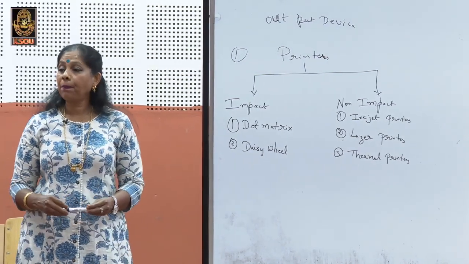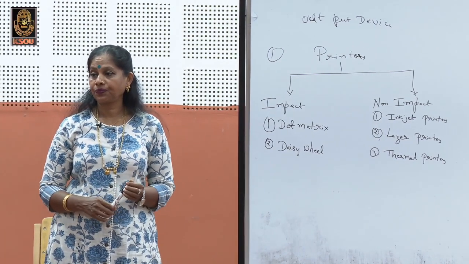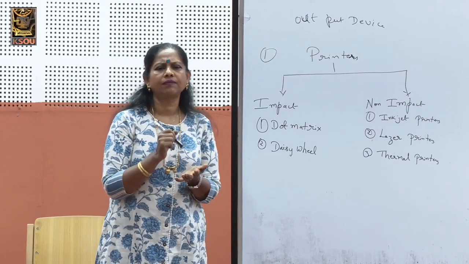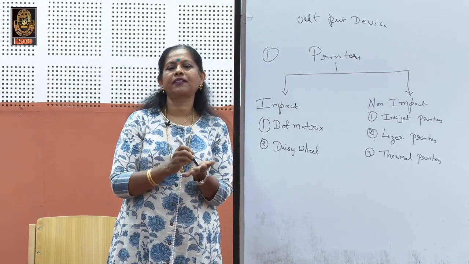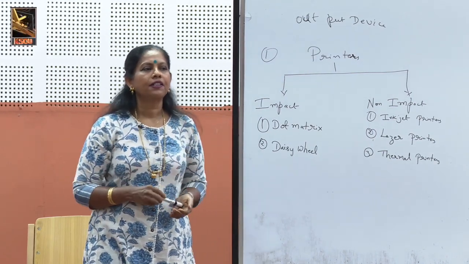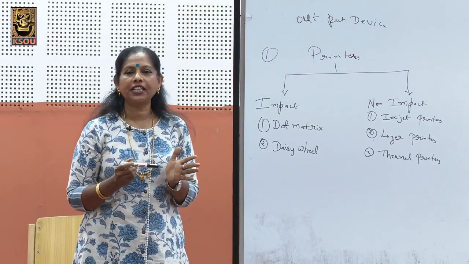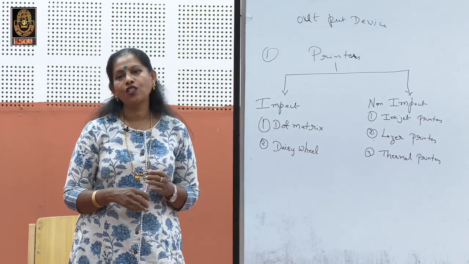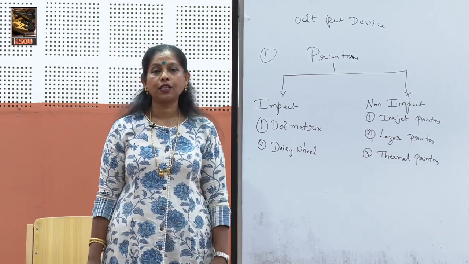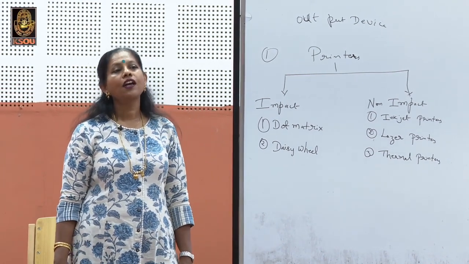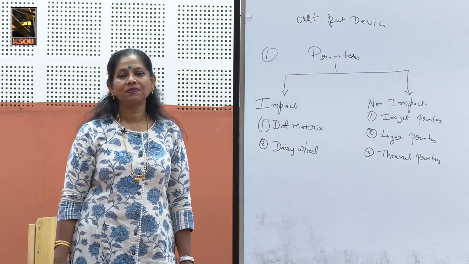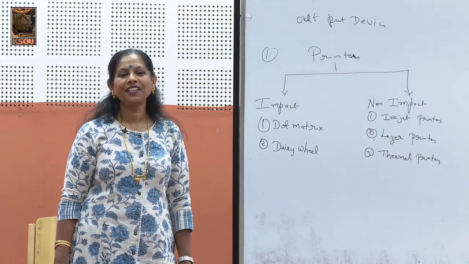What do you mean by impact? Impact means something hitting. Okay, see, this pen is hitting my hand, right? Non-impact means without hitting. So that is called non-impact. See, in impact, you have two types, dot matrix printers and daisy wheel. How many of you have seen dot matrix printers? Okay, how will it be?